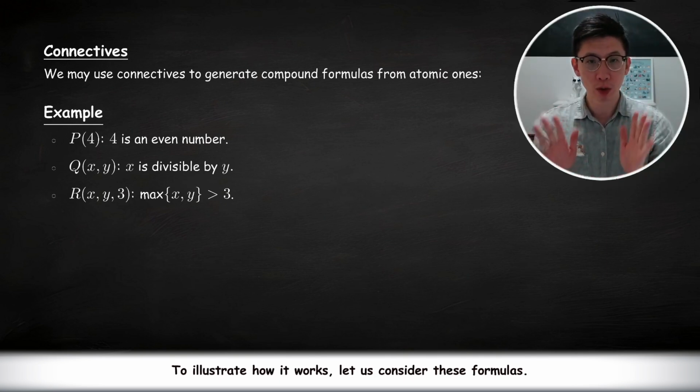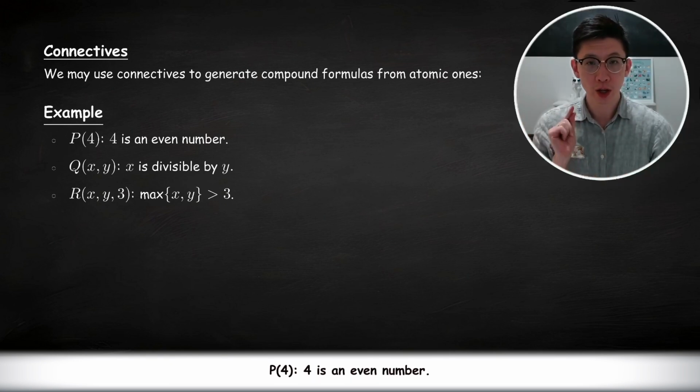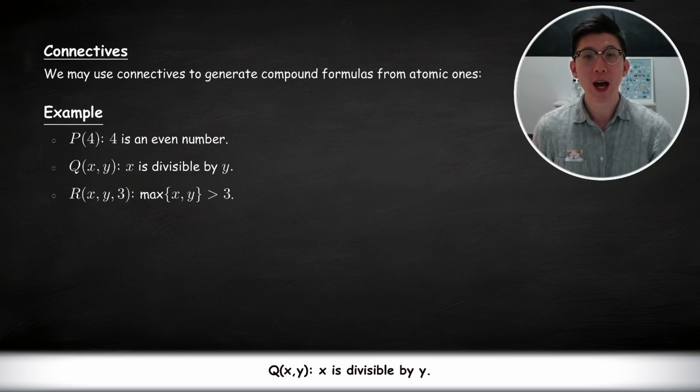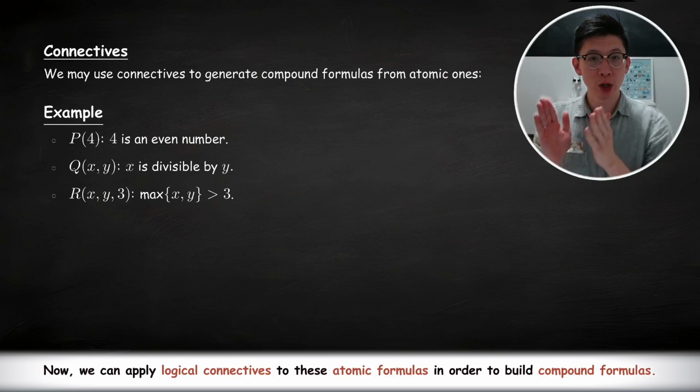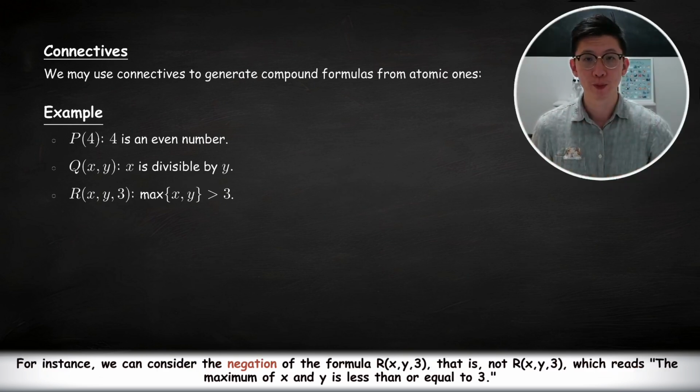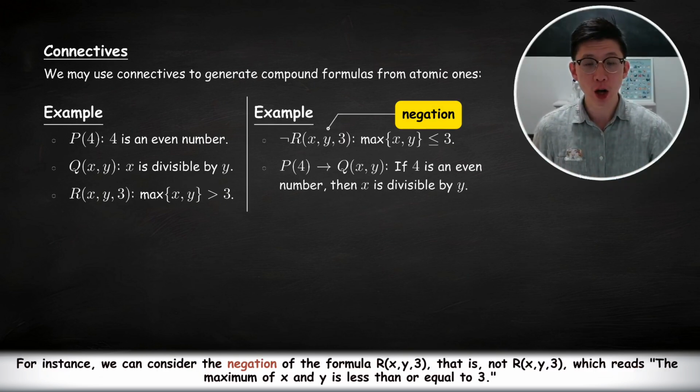To illustrate how it works, let us consider these formulas. P4: 4 is an even number. Qxy: x is divisible by y. And finally, Rxy3: the maximum of x and y is greater than 3. Now, we can apply logical connectives to these atomic formulas in order to build compound formulas. For instance, we can consider the negation of the formula Rxy3, that is, not Rxy3, which reads the maximum of x and y is less than or equal to 3.